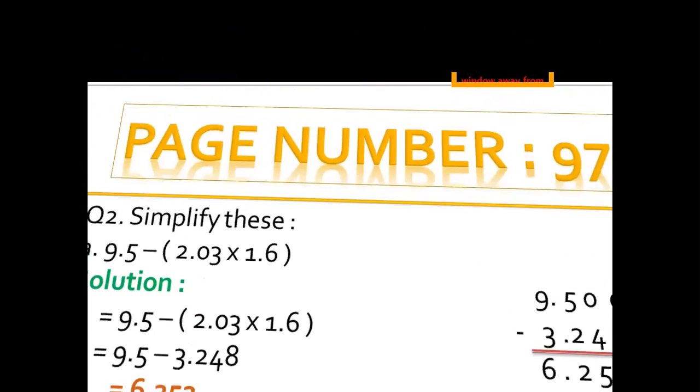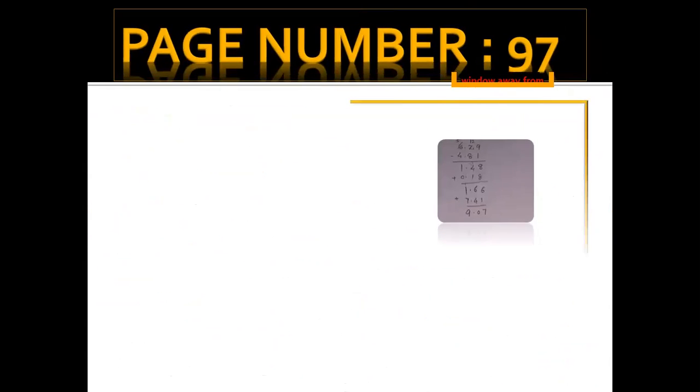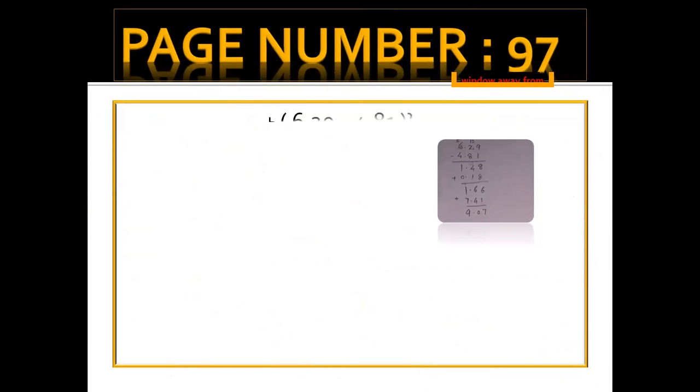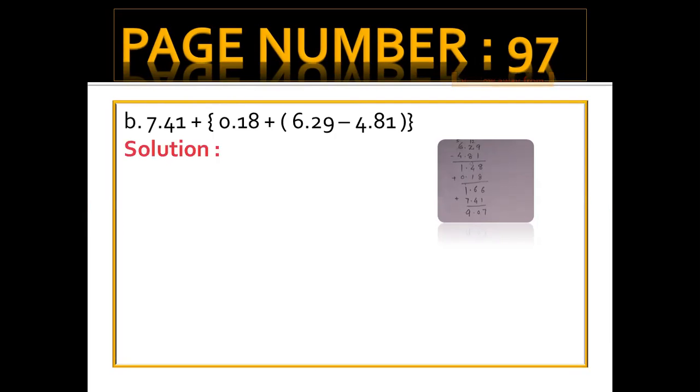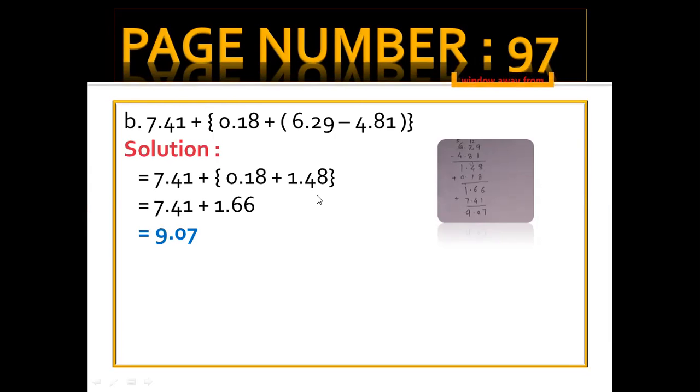Yes, come to part B. 7.41 plus curly bracket 0.18 plus round bracket 6.29 minus 4.81, and then both brackets closed. First is the turn of the round bracket. We subtract 4.81 from 6.29. We get 1.48. Now is the turn of the curly bracket.